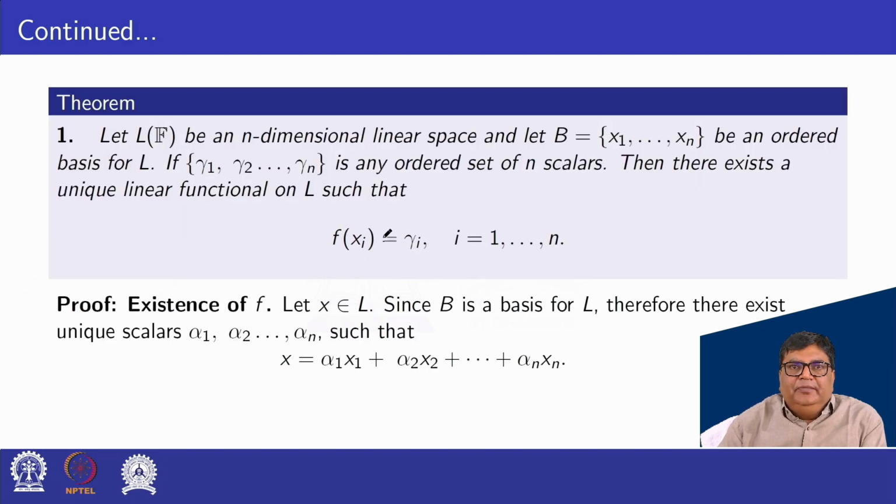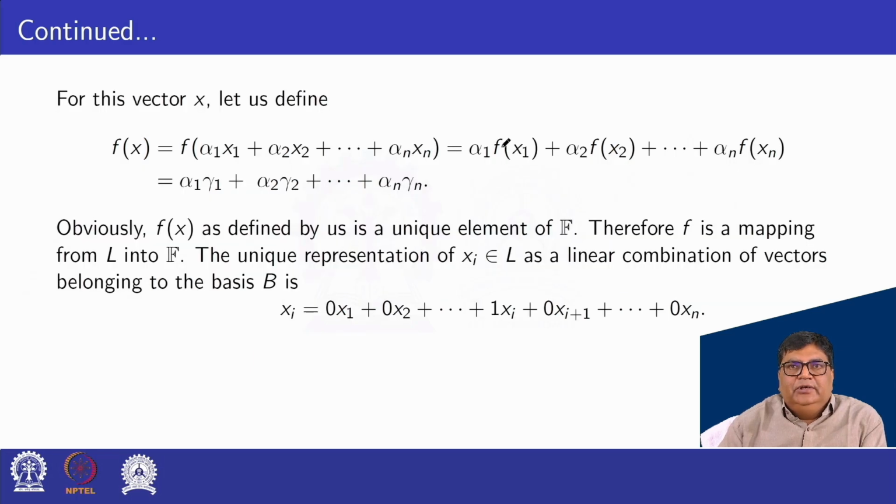So we can write this. And here f of xi is equal to gamma i. So f of x1 can be written as gamma 1, f of x2 can be written as gamma 2 and so on, f of xn as gamma n. That is, f of x is equal to alpha 1 gamma 1 plus alpha 2 gamma 2 plus and so on alpha n gamma n.